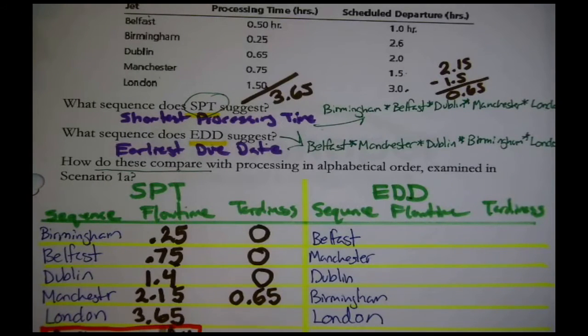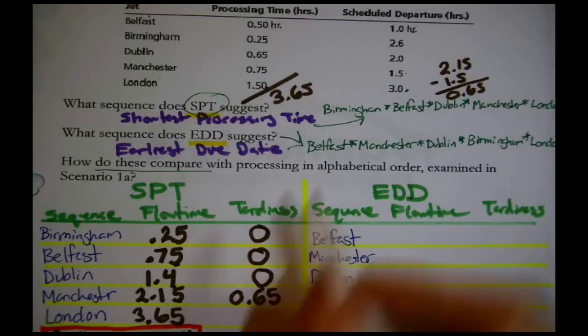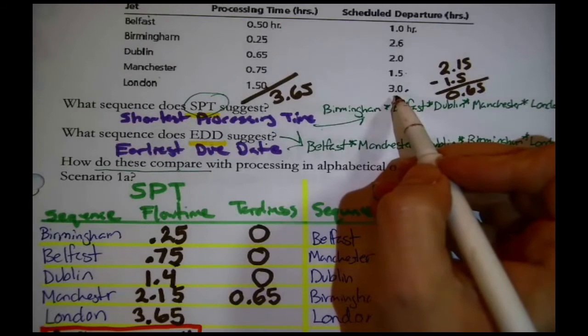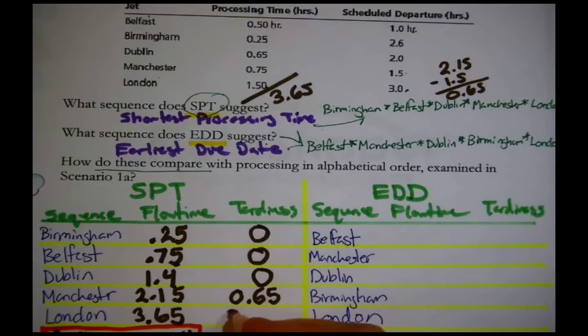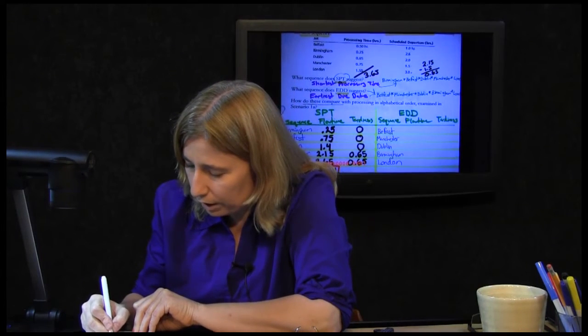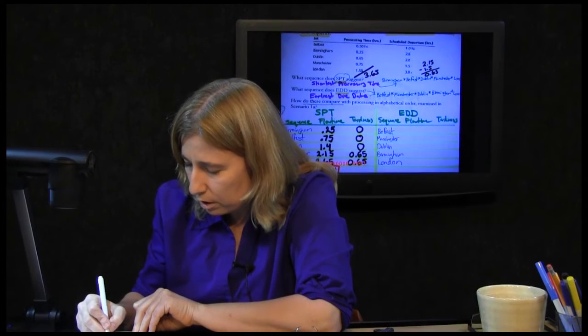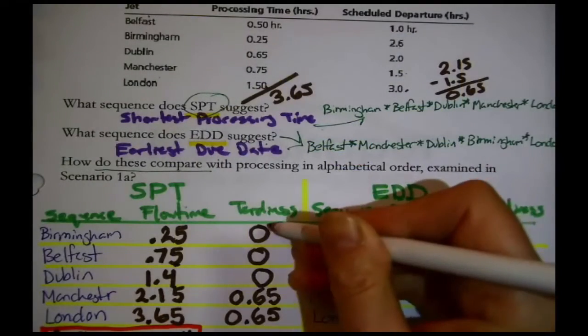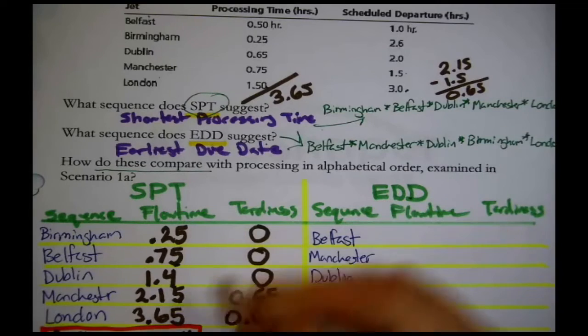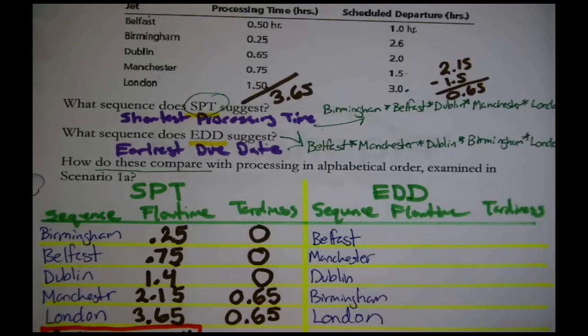London, we have a problem again. London will be finished in 3.65 hours. London was scheduled to depart in 3 hours. So here is another case, coincidentally, where it will be tardy by exactly 0.65 hours as well. All right, so we've calculated the tardiness in each case. That allows us to then calculate average tardiness by, you average zeros in all these numbers. You get 0.26. Remember, it's just a score.